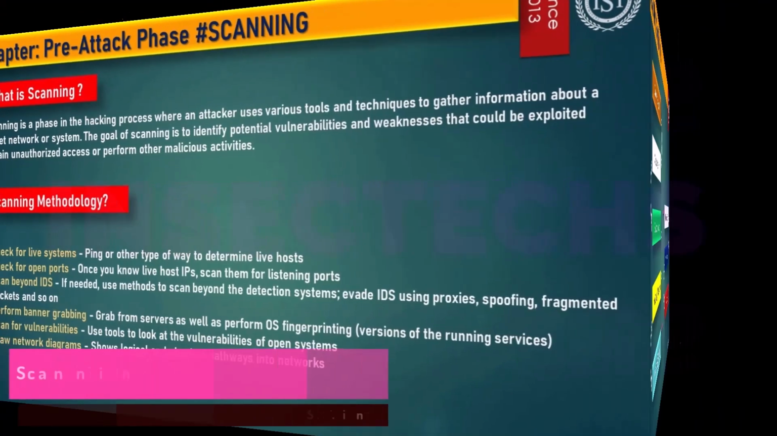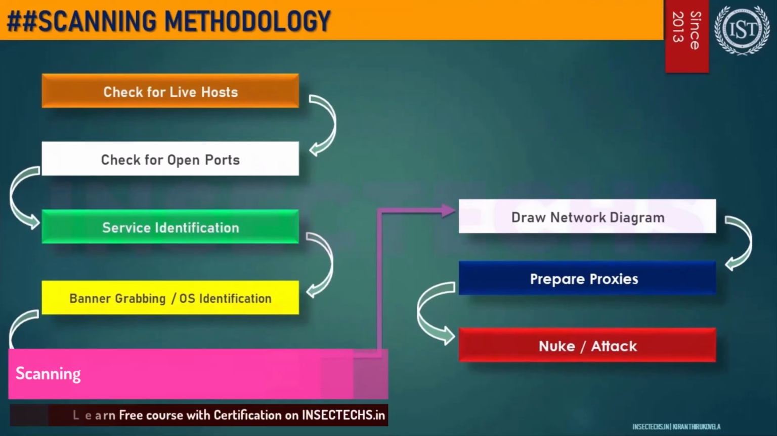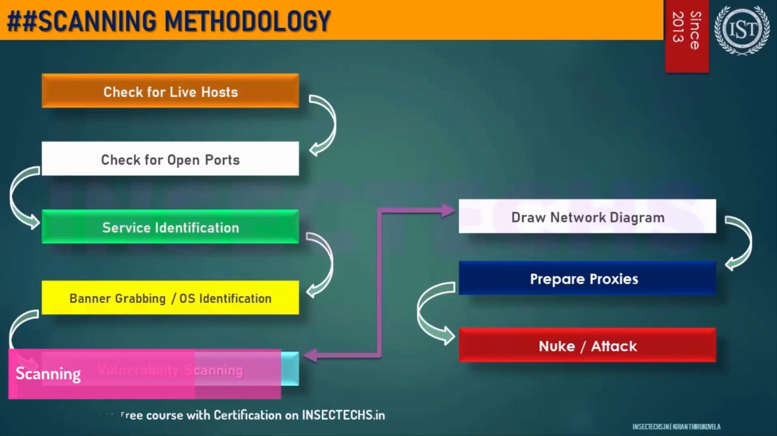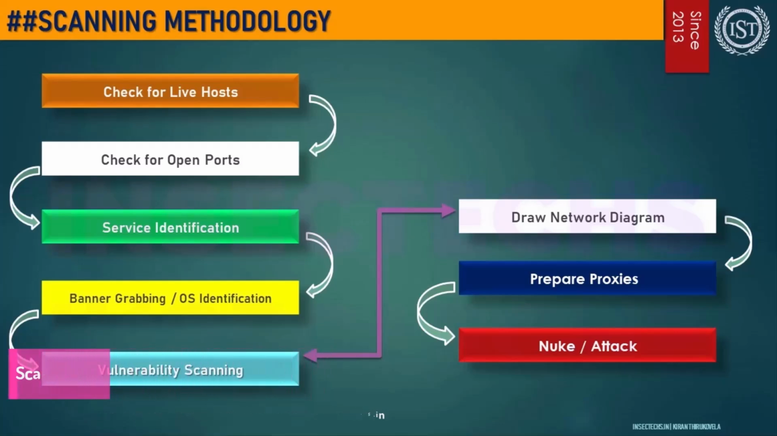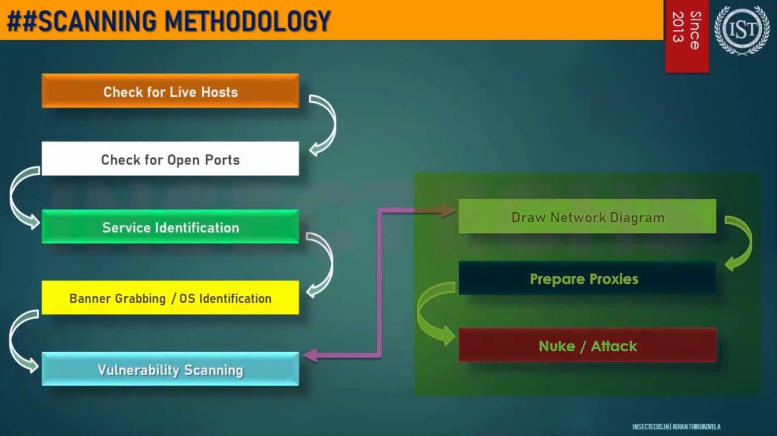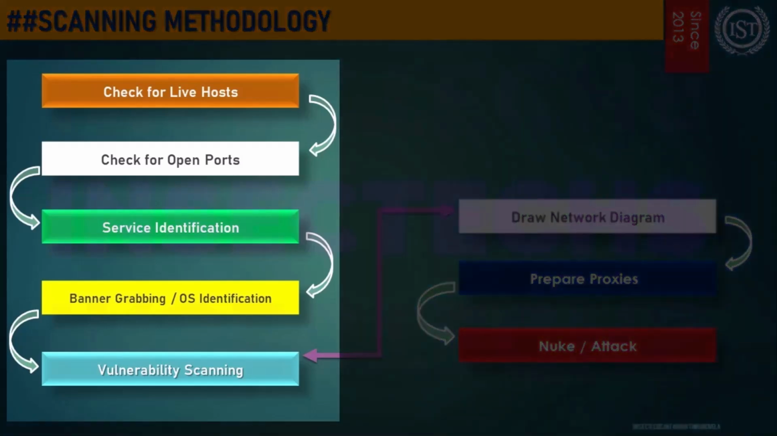In scanning, we will first check for the live systems, as you can see in the slide. Then you will look for the open ports, then service identification, that is banner grabbing and service identification that we have already done, and then vulnerability scanning. This is the project, the fifth one, we are going to do after a couple of classes. And in the attack phase, we are going to draw the network, prepare the proxies, and launch the attack. So these first five steps are part of the scanning methodology, from checking for live hosts till vulnerability scanning.